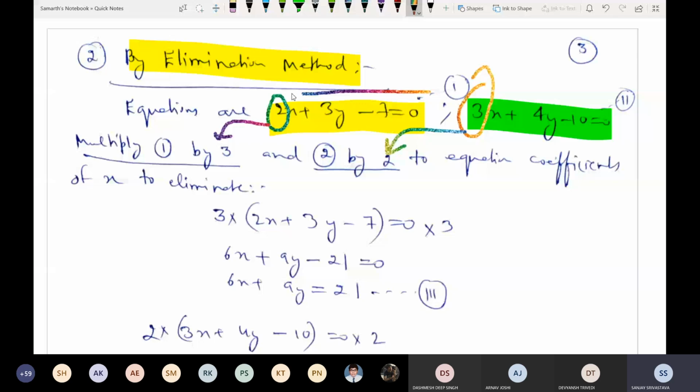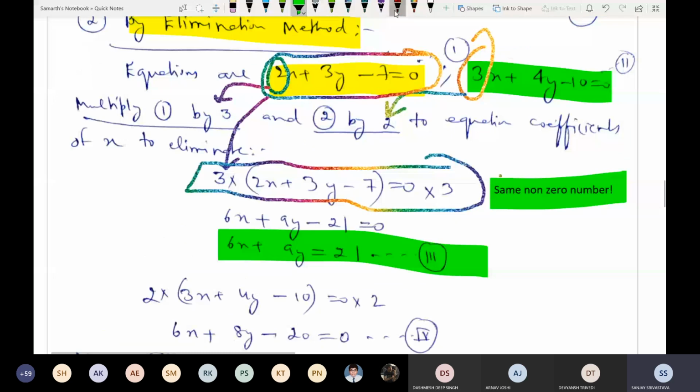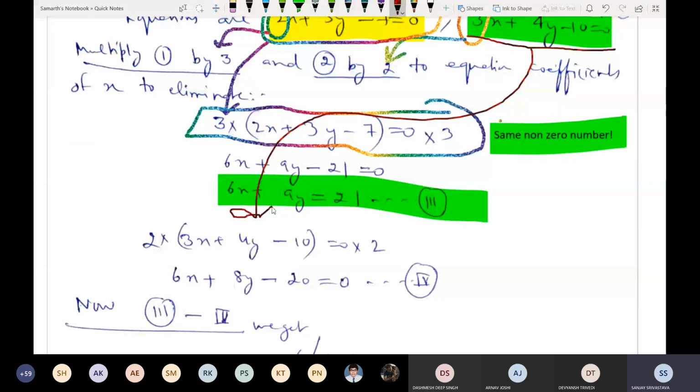This is the third equation. And when we will multiply the second equation by 2 on both the sides, so 2 into 3x plus 4y minus 10 equal to 0 into 2, which will give you the equation as 6x plus 8y minus 20 equal to 0, or you can write 6x plus 8y equals to 20. Now, you have seen that in both third and fourth equation, the coefficients of x are equal. It is 6x in third equation also, and it is 6x in fourth equation also.